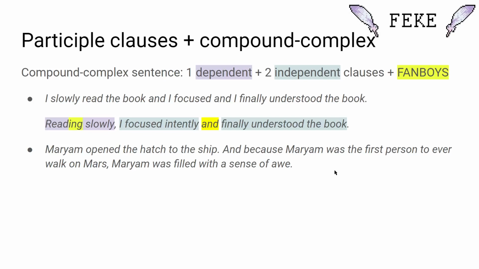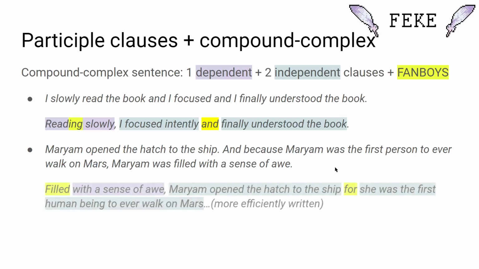So how could we use participle clauses and compound complex sentences? Well, it could look like this. And here I've tried to show how you could divide it. We could remove Mariam's name twice and just keep it once here and help us to make it more efficiently written. As you can see, it's significantly shorter, but also it helps you to carry on expressing more ideas.